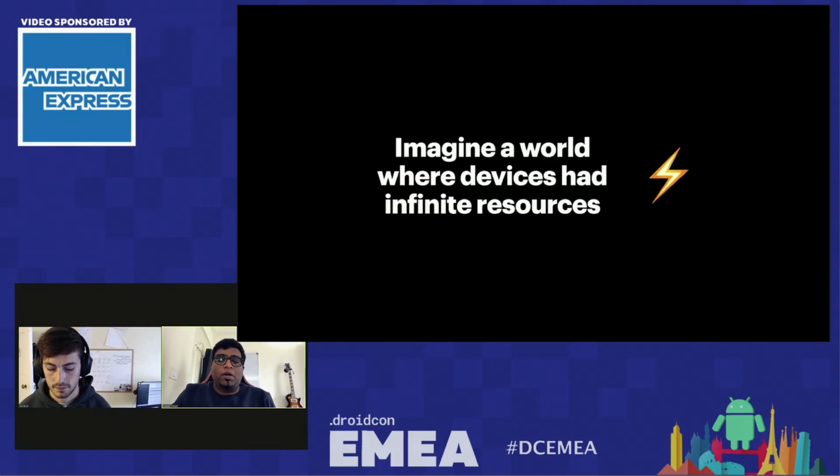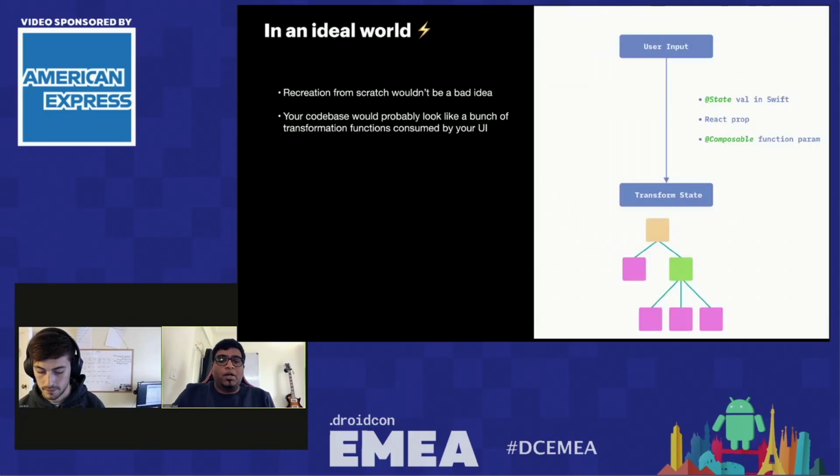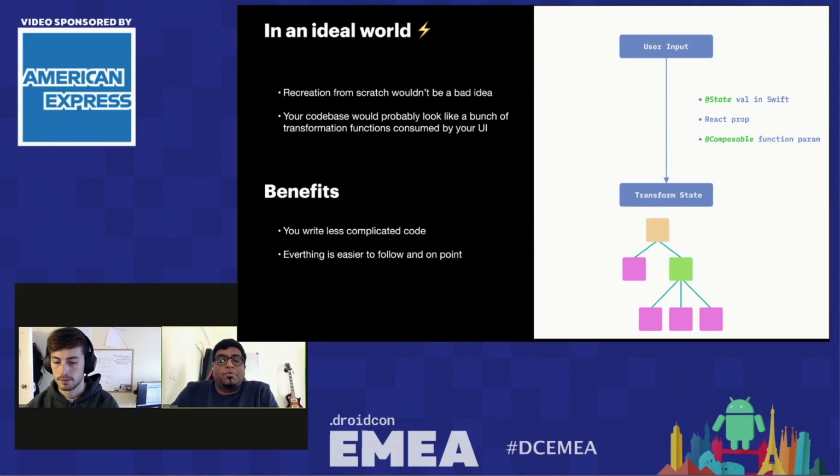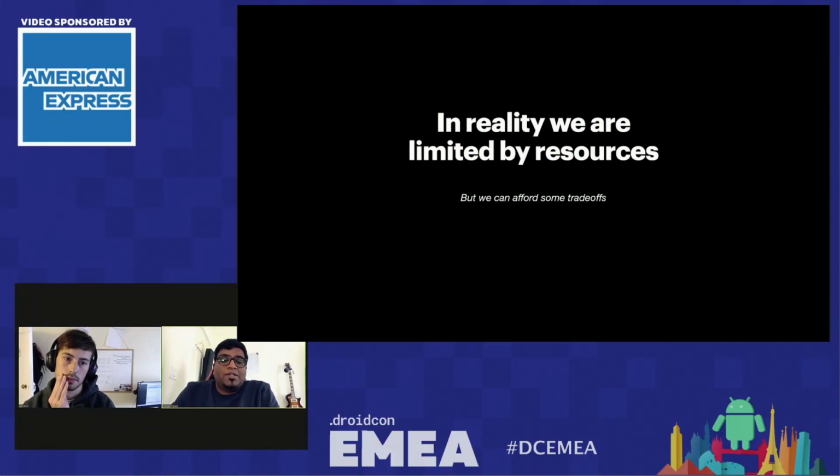So imagine we lived in a world with infinite resources and no compute constraints. In such a world, recreating your UI from scratch wouldn't be that bad an idea. In fact, in that case, tree mutations would be a lot of work in comparison. Our code bases would then just look like a bunch of functions that massage and transform data that your UI consumes. This means that our projects would be able to shave off complexity by an order of magnitude. And the benefit would be that you write less complex code and everything is super easy to understand and follow. But in reality, that's not the case.